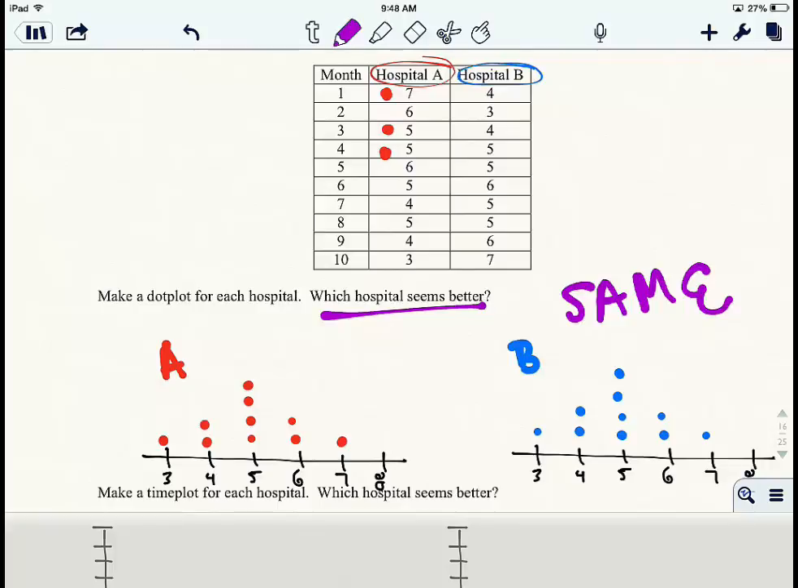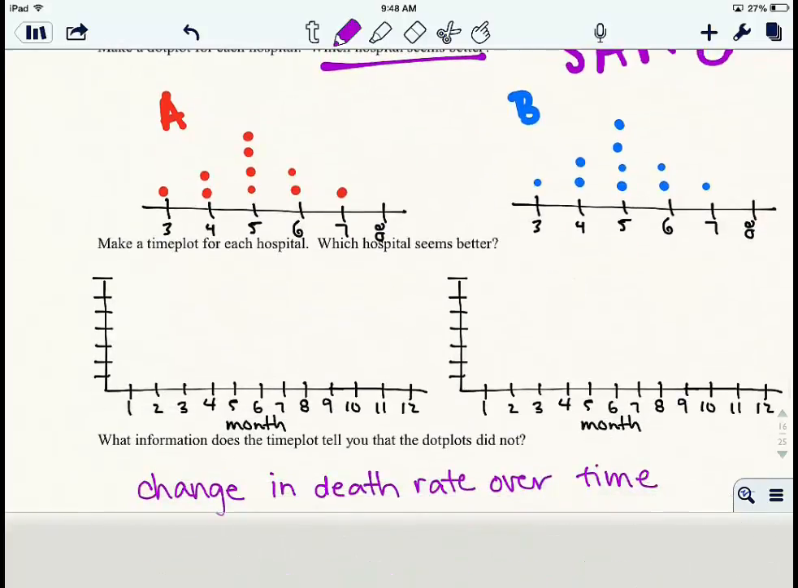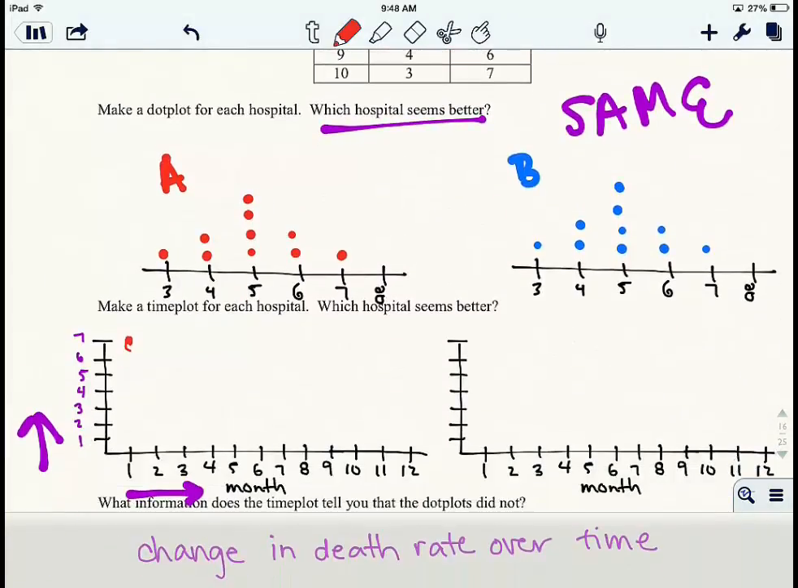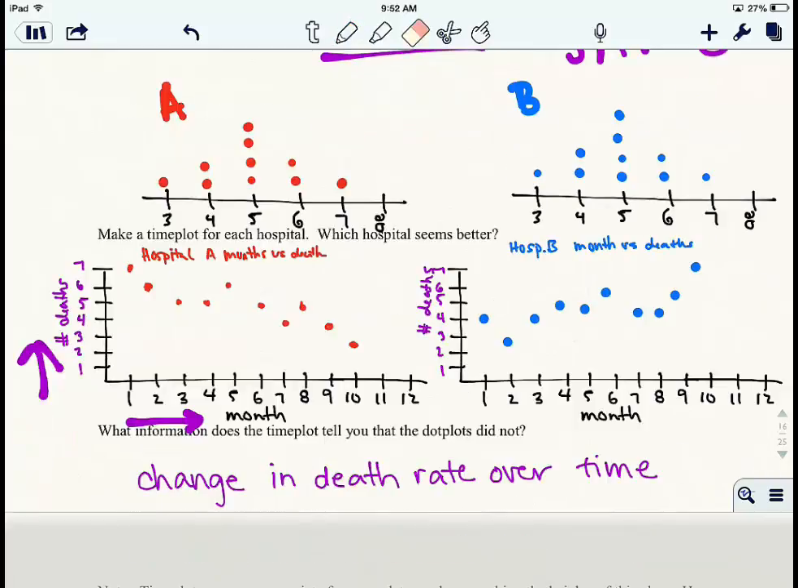However, now let's make a time plot. A time plot, I've got the months or the time in chronological order on the horizontal axis, and then vertical, I'll list the number of deaths. So for month 1, Hospital A had 7 deaths. Month 2, Hospital A had 6 deaths. Go ahead and plot all those data points for both hospitals, and then we can look at it. I went ahead and did that. Notice I also labeled my axes and my graph itself, my time plot itself, because without labels it's useless.